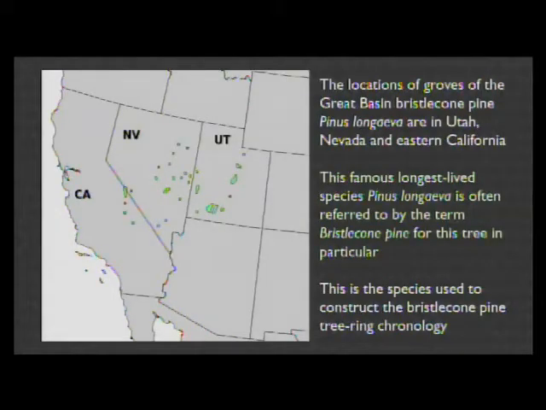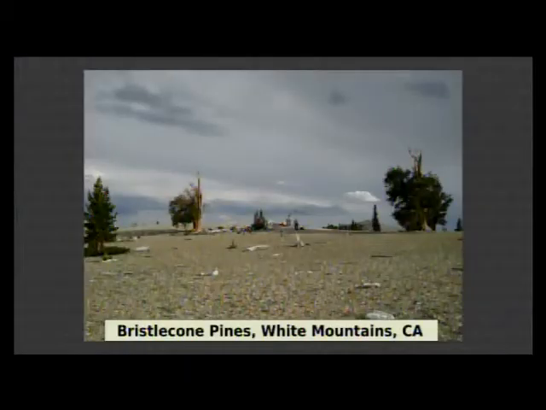So here's a map of where you find groves of these Great Basin bristlecone pines, particularly the species Pinus longaeva, which is found in Utah, Nevada, and eastern California. The most famous location is in the White Mountains of eastern California, where the mountains go up to 11,000 feet or more above sea level. This is the species that's been used to construct the bristlecone pine chronology. Here's a grove of bristlecone pines in the White Mountains. You can see it's very desolate, very dry, a very harsh climate.